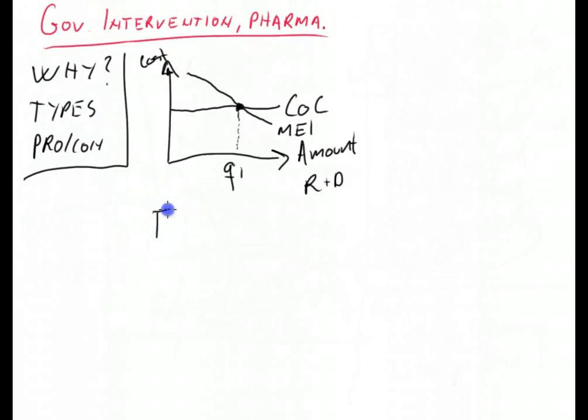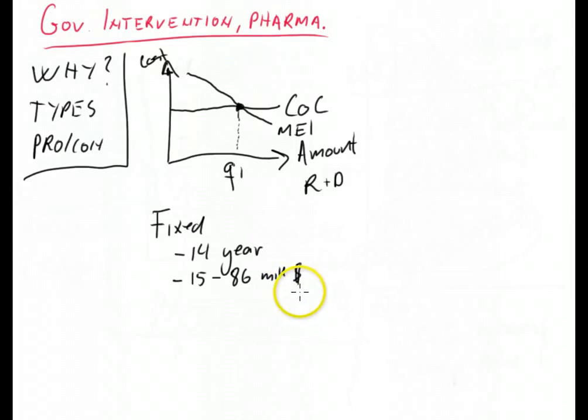So let me give you some numbers here. Fixed investment is high. Usually it takes about 14 years on average to develop a new drug. So you have to wait for a long time. Second, it's been estimated that it takes at least $86 million to develop a new drug, to do all the clinical trials you have to do. So that's quite a lot of money. Only about 8% of all the drugs that are initially tried actually end up going to the market.